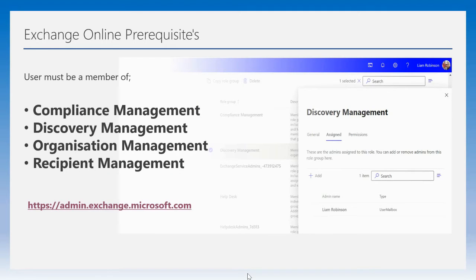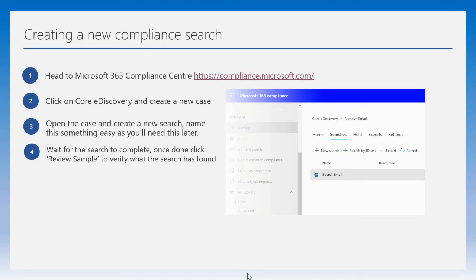Once we've done that, you can head on to the next step, and we're going to create a new compliance search. This is the search where we actually search for the email that you want to delete. Say you've got, for example, a top secret email that you've sent out to the wrong person or to a group of people, or maybe your entire organization, and you want to delete that email.